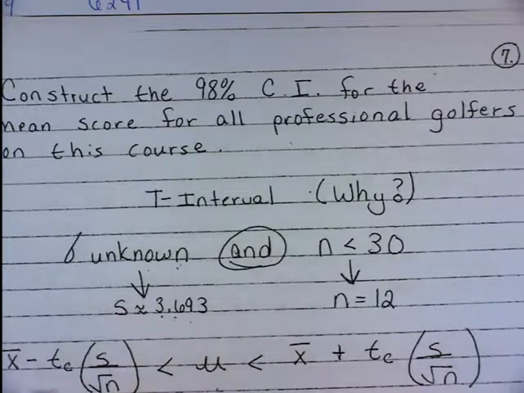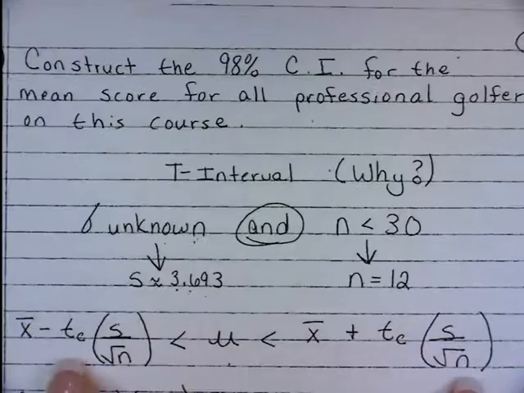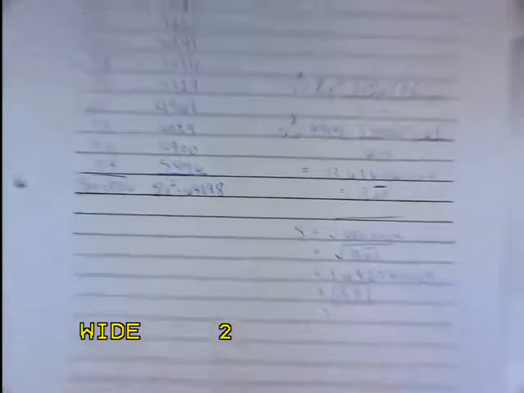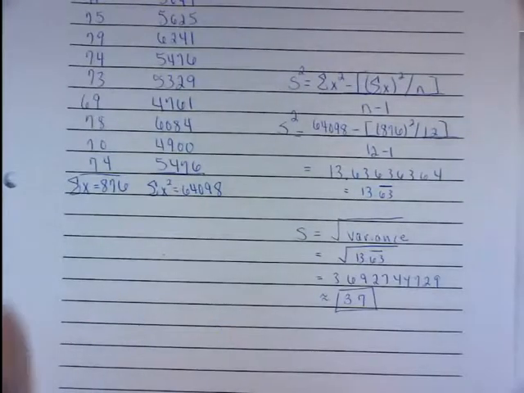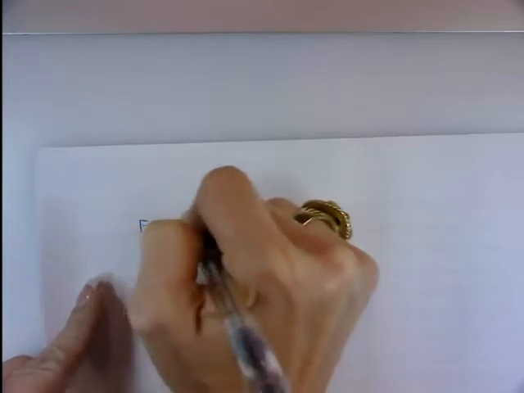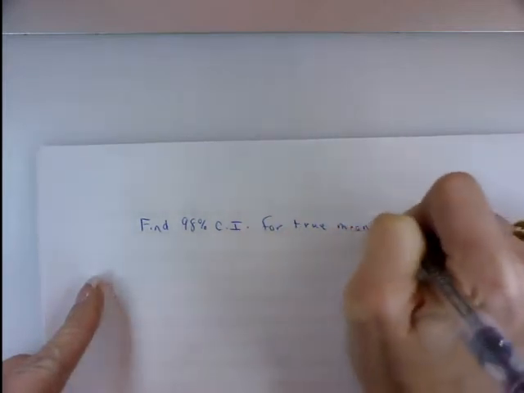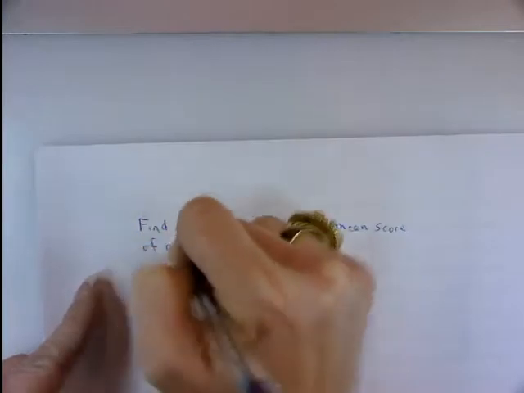The formula is x bar minus t times s over the square root of n, and x bar plus t times s over the square root of n. And I'm going to write this down. Again, in the lecture notes, I used a standard deviation of 3.693. I'm going to show you 3.7, the actual rounding rule from Chapter 3. The next question says, find the 98% confidence interval for the true mean score of all golfers.